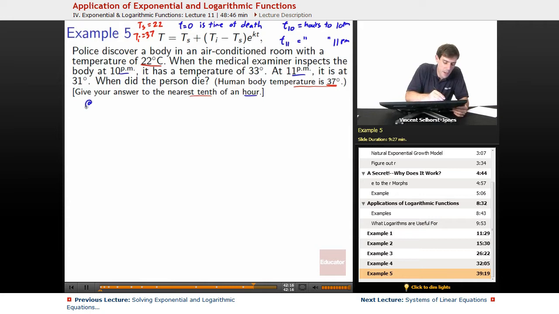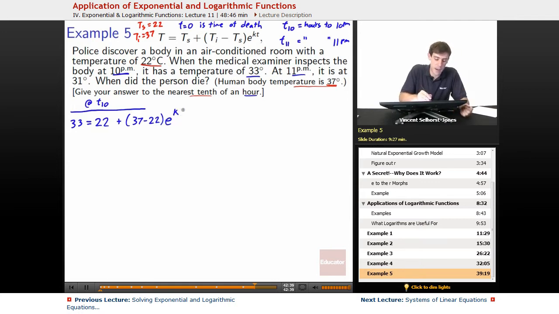So at the time of 10 p.m., which we don't know how many hours it is after death, but we can still talk about it as t sub 10, we know that the body is at 33 degrees at 10 p.m. So we've got 33 degrees at 10 p.m. is equal to surrounding temperature, 22, plus initial temperature, 37 minus surrounding of 22, e to the k t sub 10, because that's our time, so t sub 10.